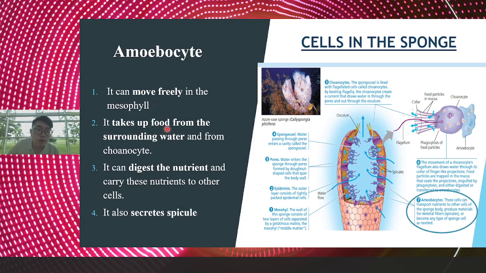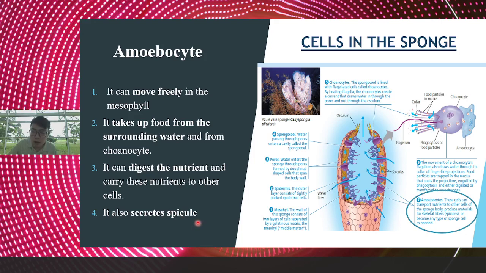And then it taps out food from the surrounding water and from choanocyte. So it is also responsible for taking water from the surroundings and taking the food from the choanocyte. Choanocyte engulfs the bacteria by phagocytosis. After phagocytosis, digestion happens. The digested particle will move to the hematopoiesis. So it digests the nutrient and carries this nutrient to other cells, and it also will secrete spicule.